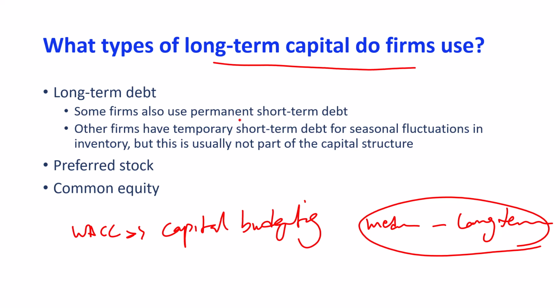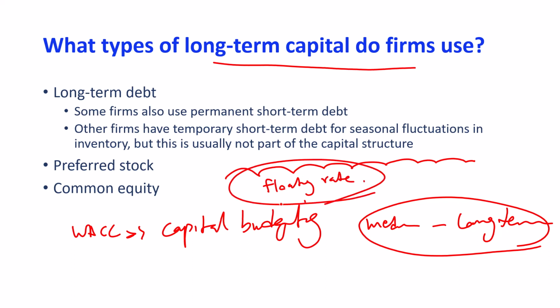Some firms use short-term debt permanently. In other words, they borrow short-term and then they just roll it over for an extended period of time. This is basically a long-term debt, but with floating rate. So it is still long-term. We can still consider this long-term debt.